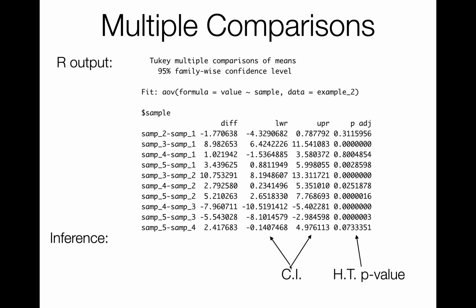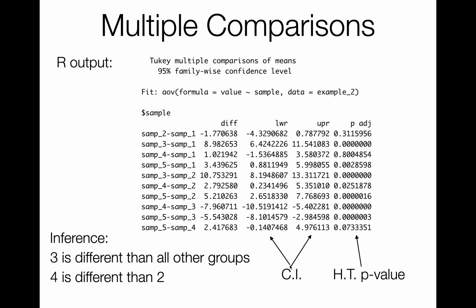Okay, the inference that you get, what you get out of these, at least what I see, is that group 3 is different from all other groups. And so if you look wherever group 3 is in these pairwise comparisons, the p-value is either 0 or very close to 0. So 3 is different from all other groups, which if you go back and you look at the plot is very evident there. Okay, 4 is different than 2, and 5 is different from 1 and 2. Okay, and so that sort of sums up all the pairwise differences.